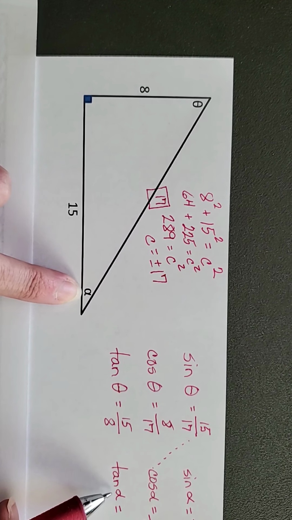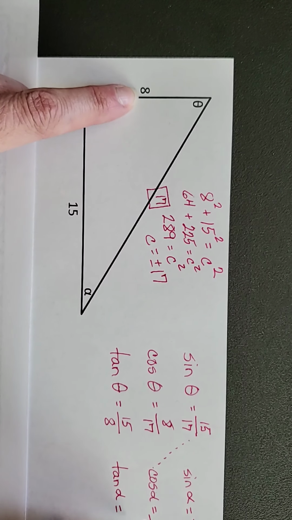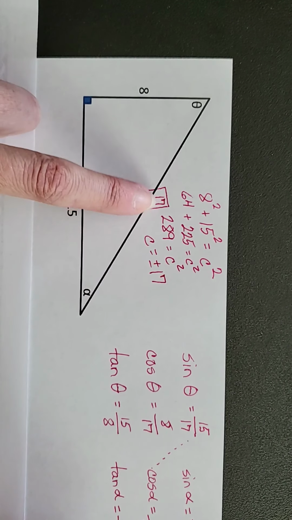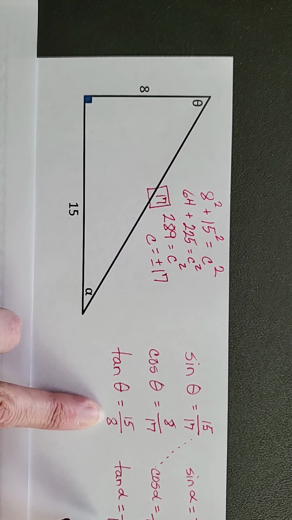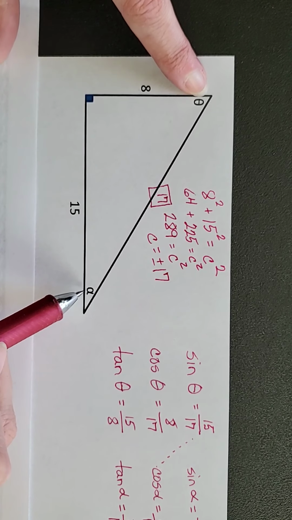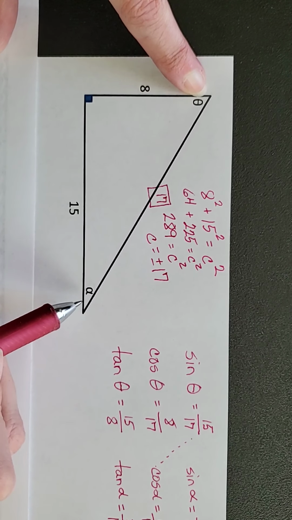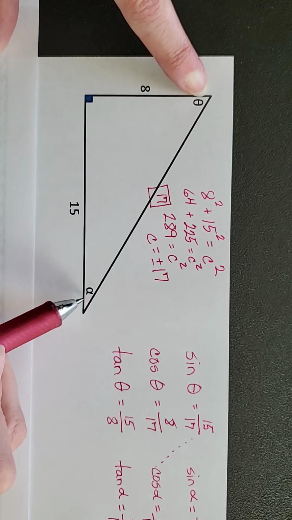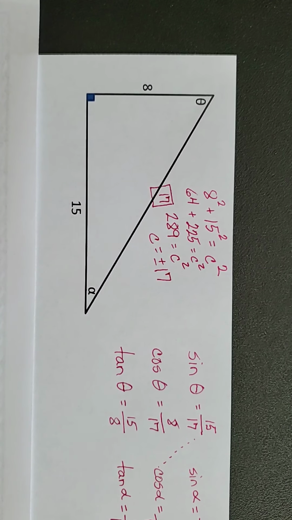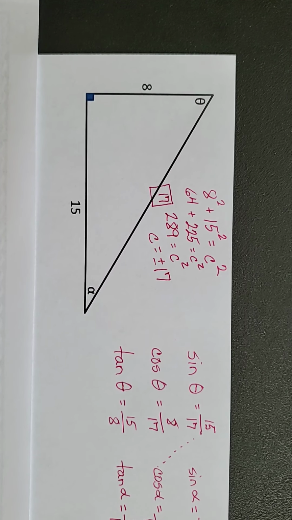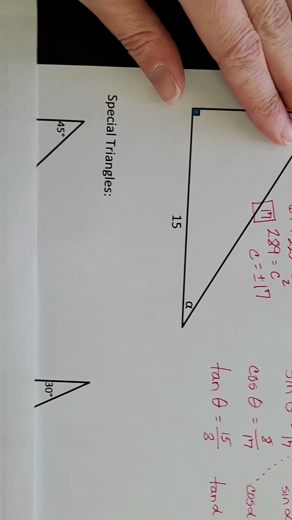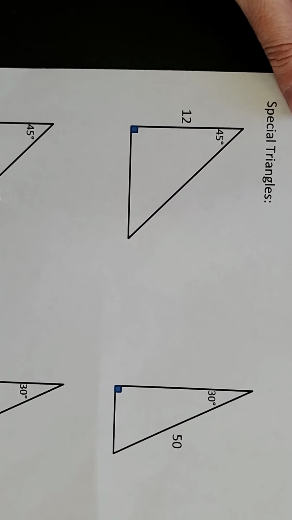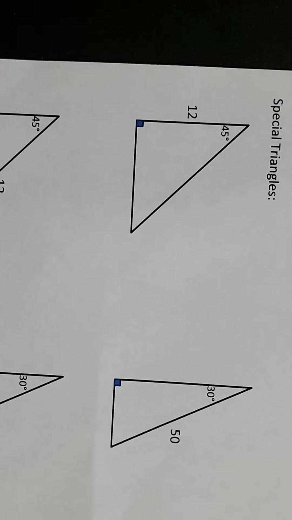Tangent of alpha, opposite over adjacent. Again, look at that. The tangents are reciprocals. When you change where your perspective in the triangle is, it changes what is the opposite and adjacent, but it doesn't change the hypotenuse. So there are our 3 trig ratios for those angles. All right. I just have a couple more examples for you with some special right triangles.